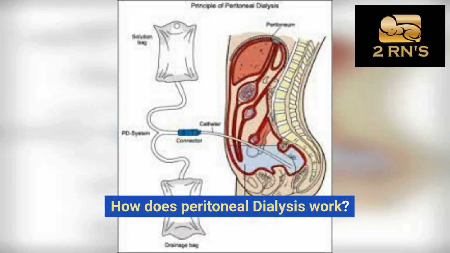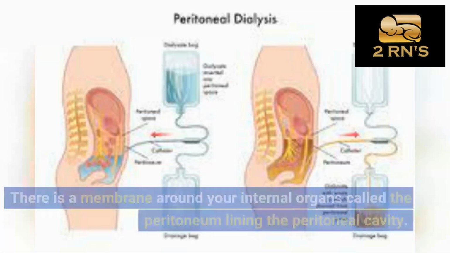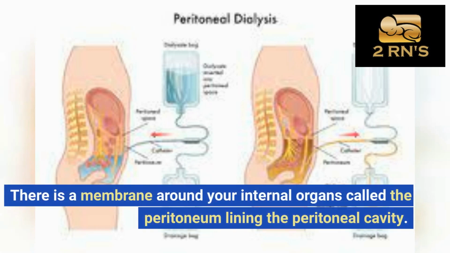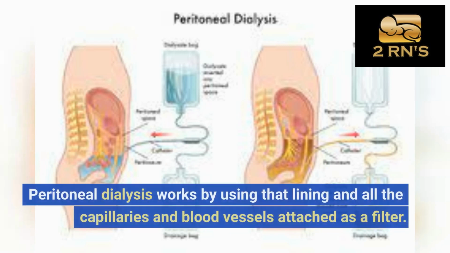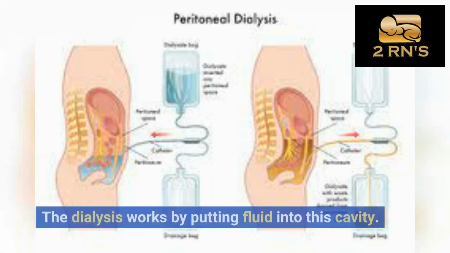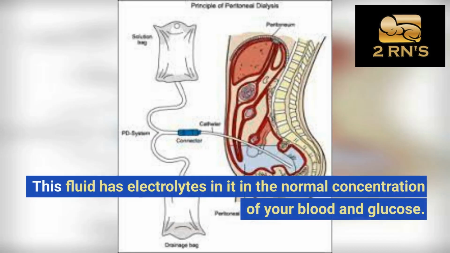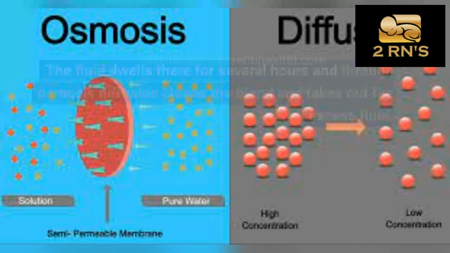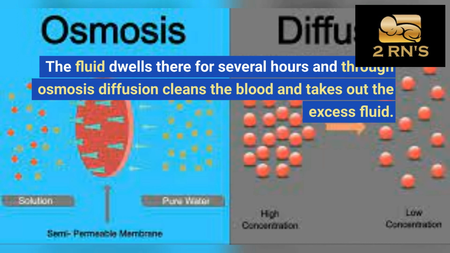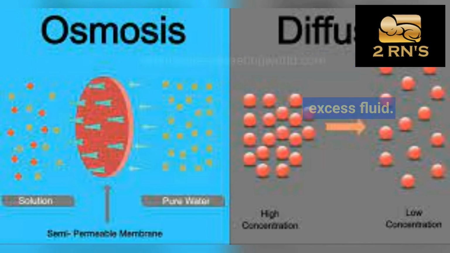How does peritoneal dialysis work? There is a membrane around your internal organs called the peritoneum, lining the peritoneal cavity. Peritoneal dialysis works by using that lining and all the capillaries and blood vessels attached as a filter. The dialysis works by putting fluid into this cavity. This fluid has electrolytes in it in the normal concentration of your blood, and glucose. The fluid dwells there for several hours and, through osmosis and diffusion, cleans the blood and takes out the excess fluid.